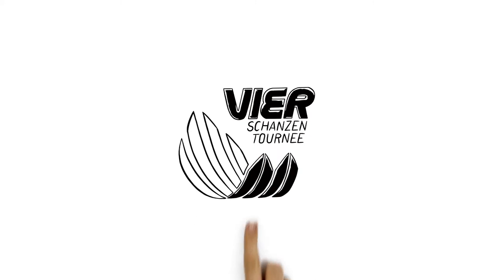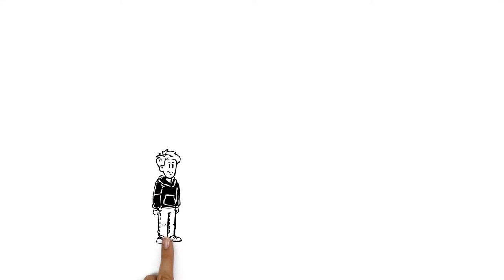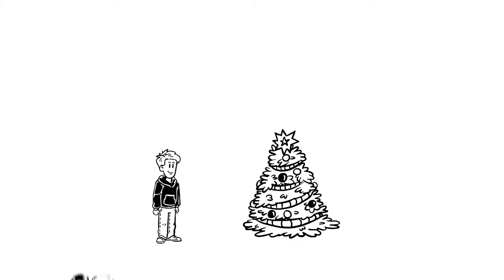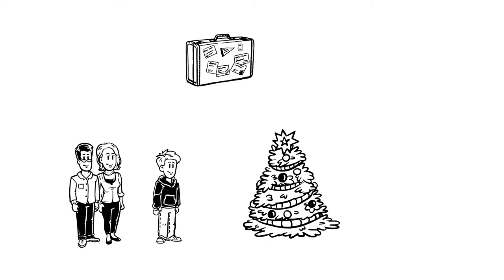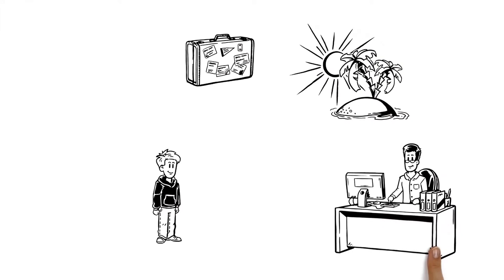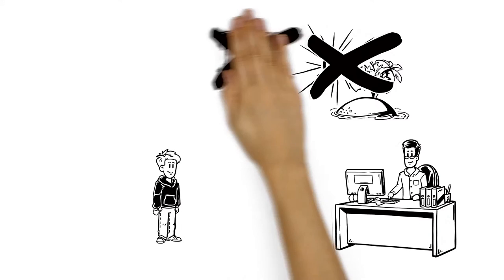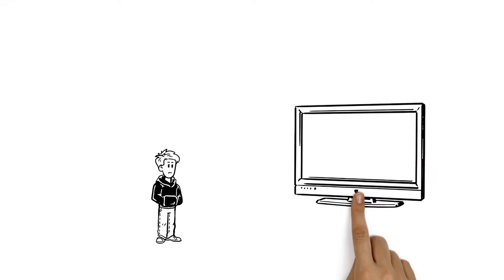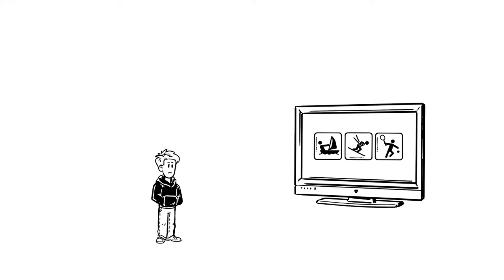The Four Hills Tournament, simply explained. This is Tom. During the Christmas break, he usually goes away with his parents on vacation, somewhere nice and hot. But this year, Tom's dad has to work. Tom is bored. That is, until he comes across the broadcast of a sports event he's never heard of before.